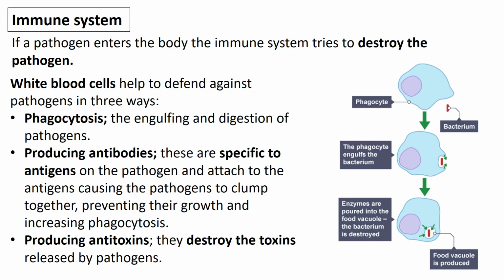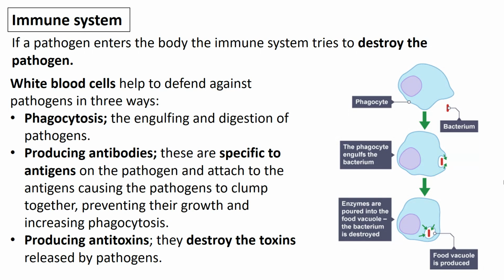First way is phagocytosis. That term means the engulfing and digestion of pathogens. So that is a term you have to associate with white blood cells. And there you can see a diagram of phagocytosis. So the white blood cell actually is called a phagocyte in this sense. And it will engulf the bacterium and it will secrete enzymes into the bacteria and digest the bacteria and destroy it. So that's one way white blood cells help us to defend against pathogens.